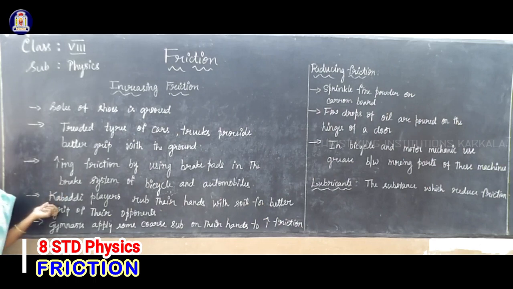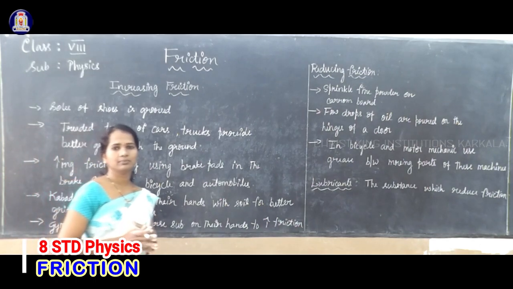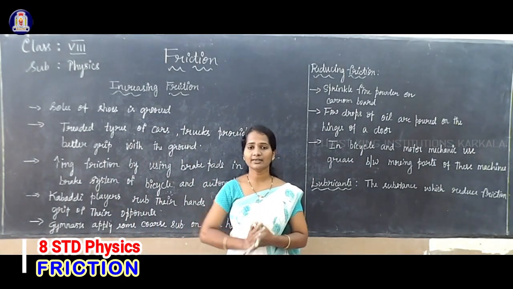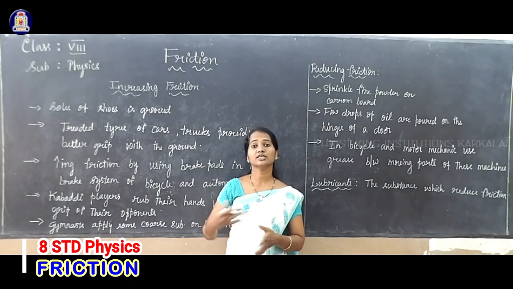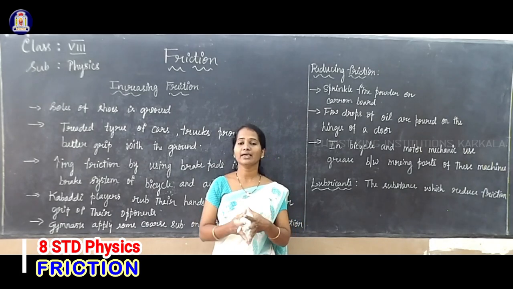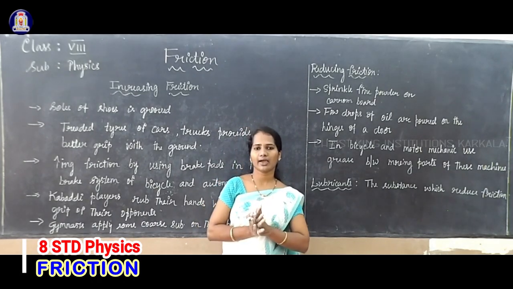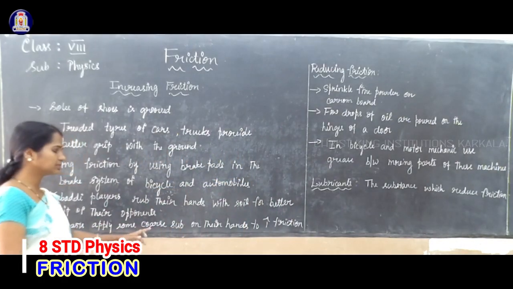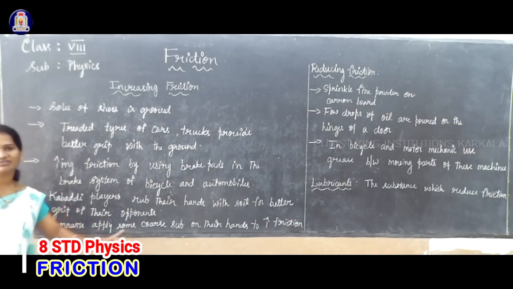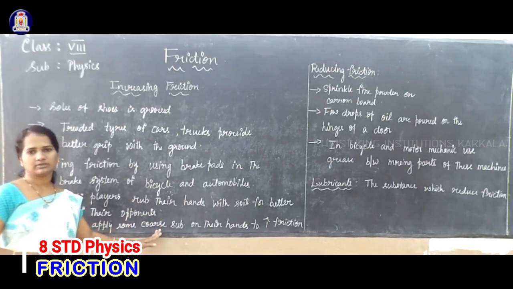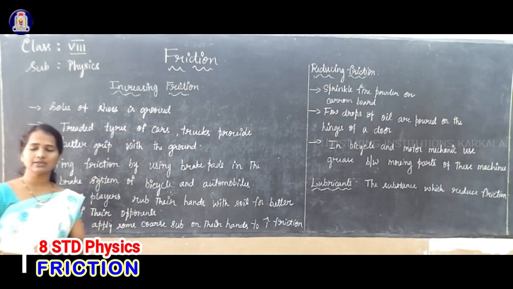And you might have seen kabaddi players. They rub their hands with soil or sand to get a better grip on their opponents. Gymnasts also apply some coarse substances, some powder, on their hands to increase the friction and get a better grip. To increase the friction, they use these substances. So in this way we can increase the friction.